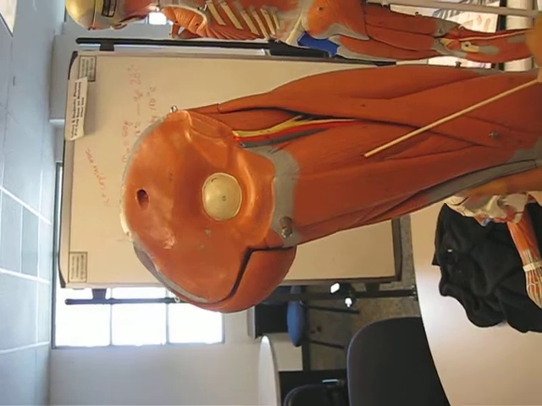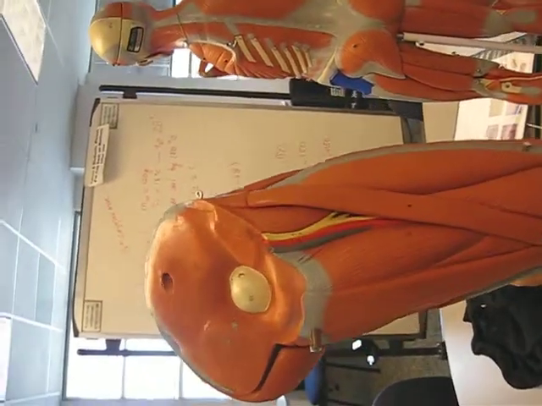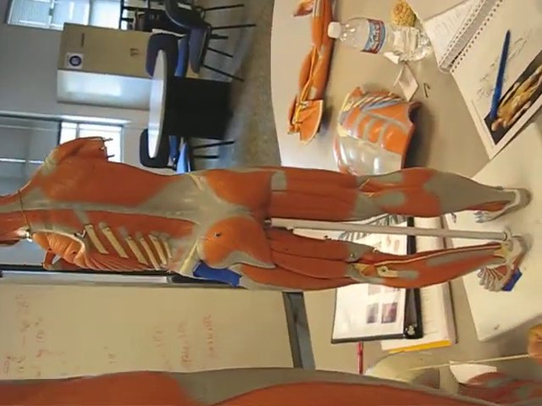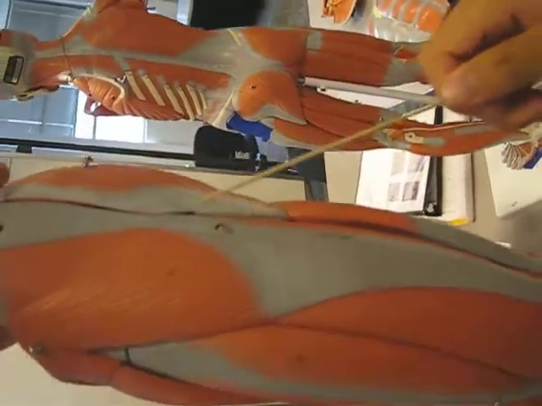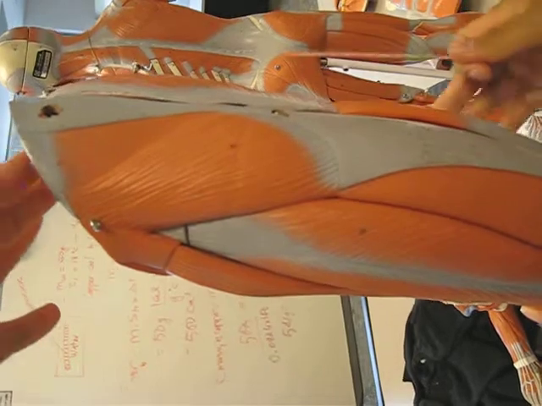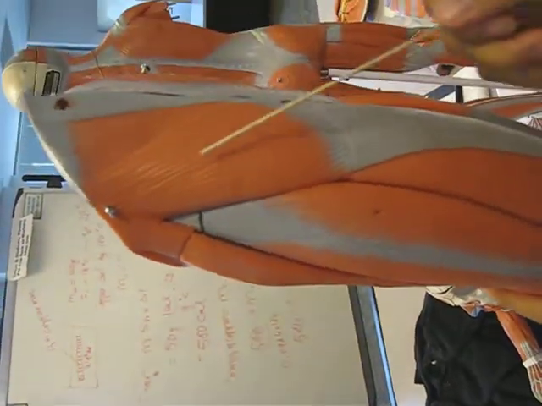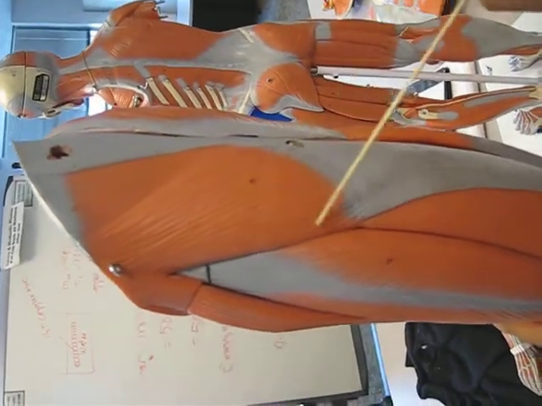Next is the tensor fascia latae. Its origin is the iliac crest, and its insertion is on the proximal lateral tibia. And its action is to abduct and flex the thigh.